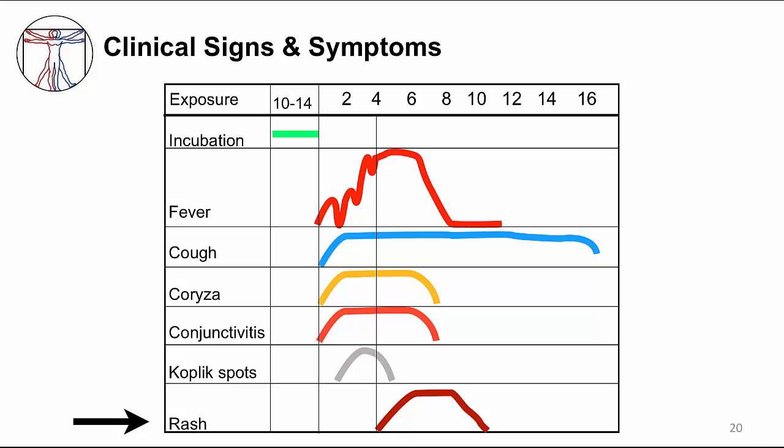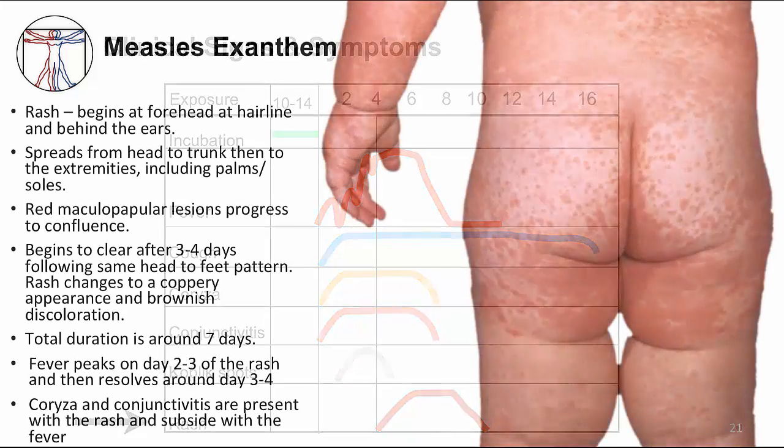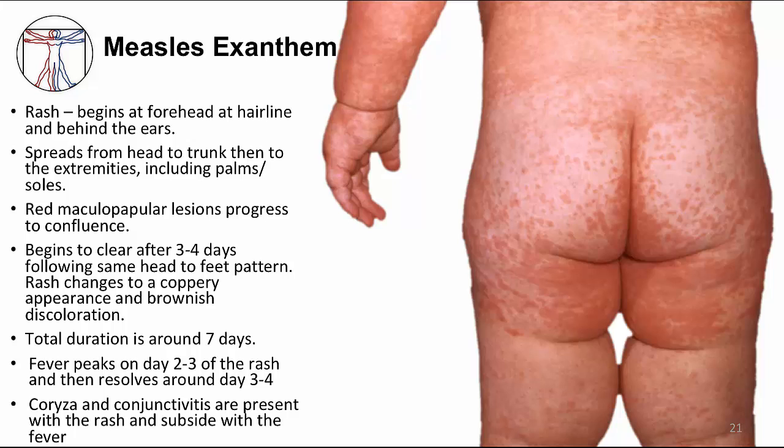All right, so what about measles rash? The rash looks red with a maculopapular pattern, which can then coalesce, that means group together, especially on the face. The picture of the baby shows you the classic appearance after about 3 days. Measles exanthem has a characteristic pattern of appearance. It begins first on the forehead at the hairline and behind the ears. It then spreads to the trunk and extremities over a couple of days.